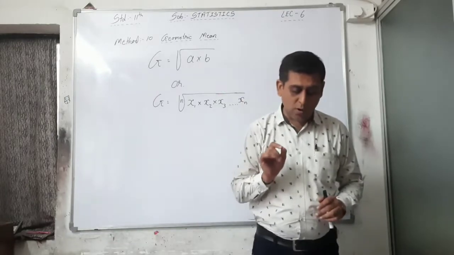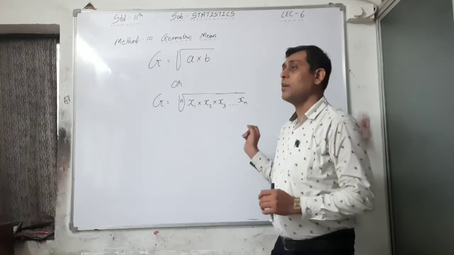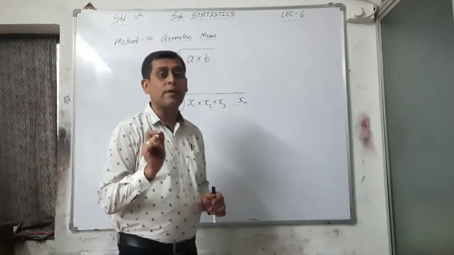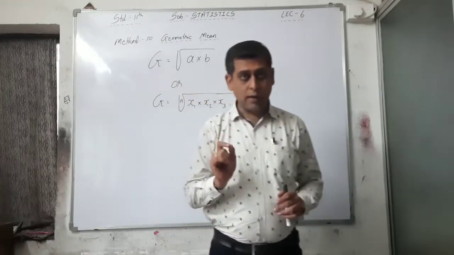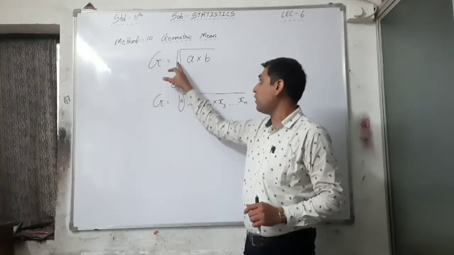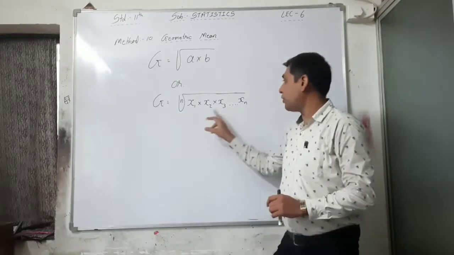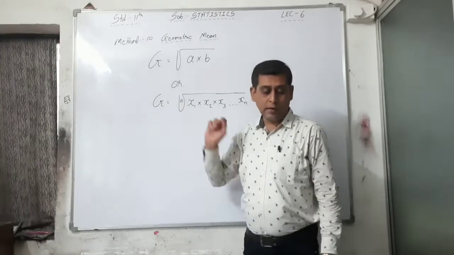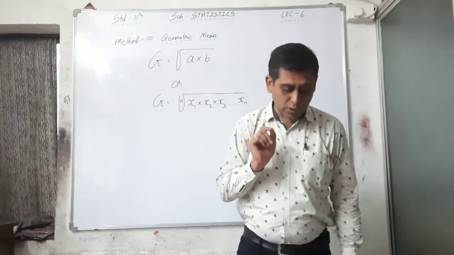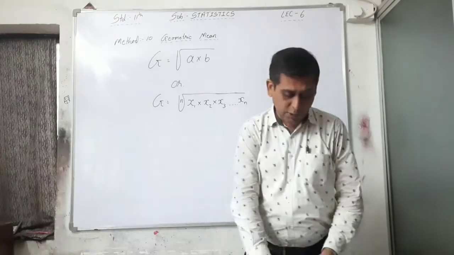So here the main words are n positive observations. All the observations you are taking must be positive, and then you can take the geometric mean from those observations. Okay, so geometric mean is defined as the nth root. If there are 2 observations, then only the square root. If there are more than 2 observations, then the nth root, right? The nth root of n positive observations. So here is the definition, and then the formula is explained here.